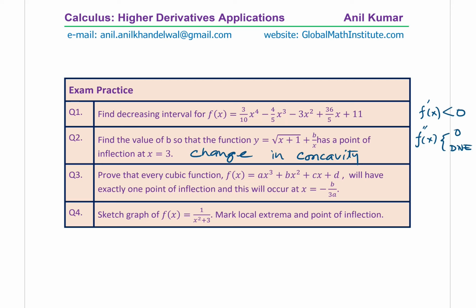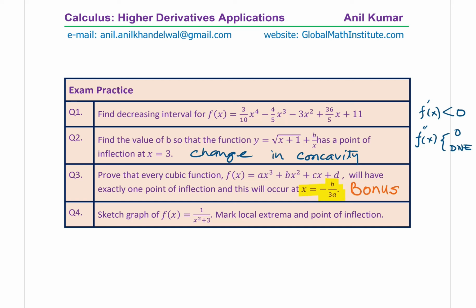Clear? Question number 3. Prove that every cubic function f of x equals ax cubed plus bx squared plus cx plus d will have exactly one point of inflection and this occurs at x equals minus b over 3a. Now that is a bonus question for you. Try to do this question and then I'll provide you a solution of this.